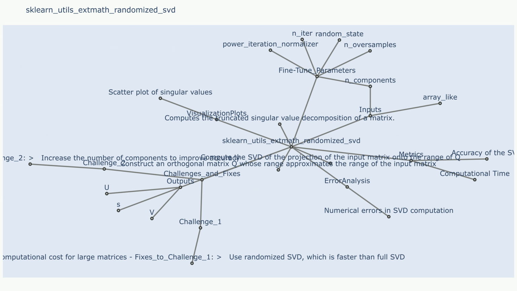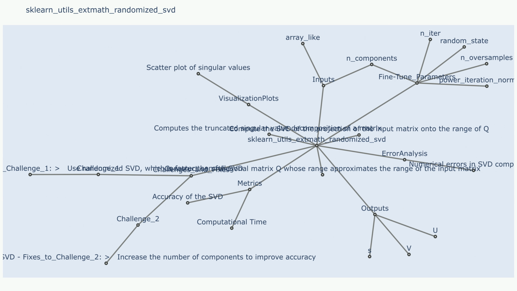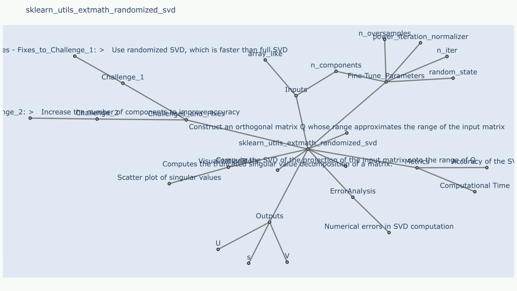Outputs: U, the left singular vectors of the matrix X. S, the singular values of the matrix X. V, the right singular vectors of the matrix X. Steps: generate a random matrix with dimensions n_components + n_oversamples by X.shape[1].